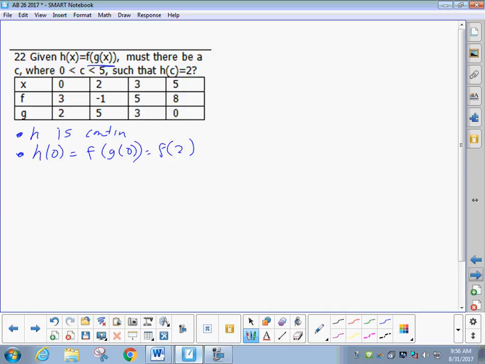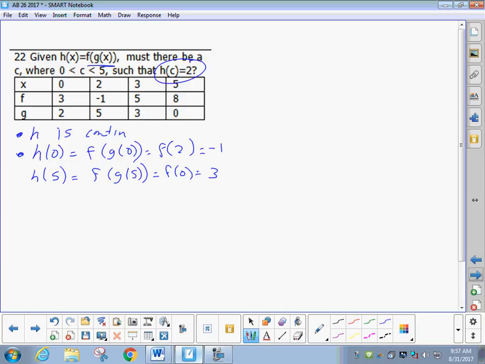And then I put that into F, and F at 2 is -1. Okay? H at the other endpoint, 5. Where does it go to? It's starting at -1. Where does it go to? F at G at 5. What's G at 5? 0, and that then gets put into F, and F of 0 is 3. H went from -1 to 3.